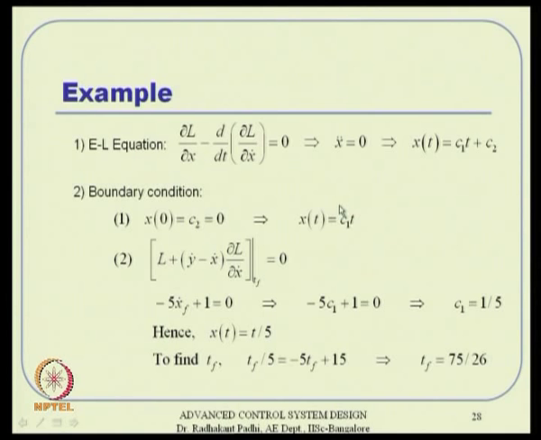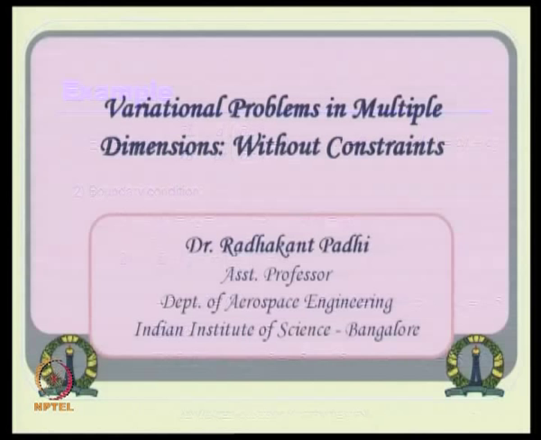One more thing is that all these things that we discussed are with respect to a scalar x. Now, that is also not reality, because the number of states can be more than one. So, let us generalize that to vectors first, and first we discuss it without constraints, and then we will come back to it with constraints. Okay.